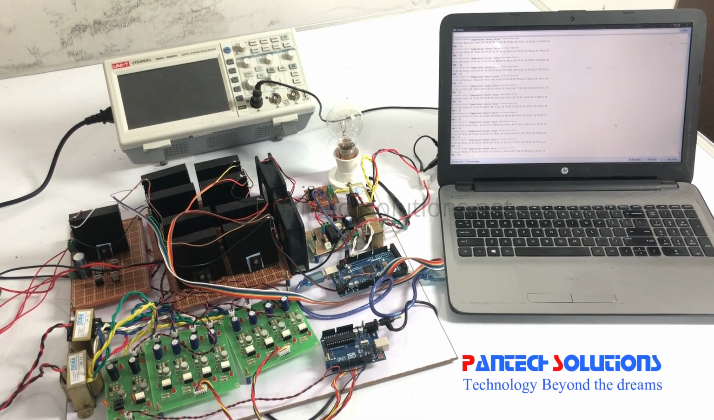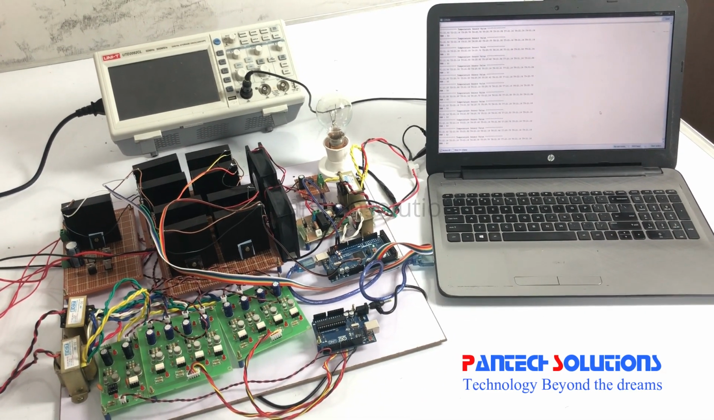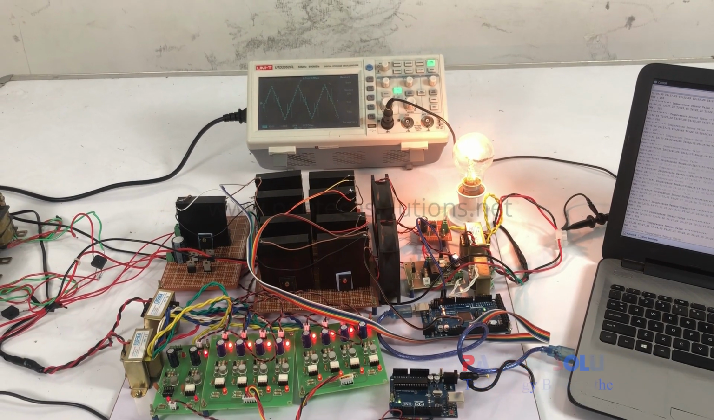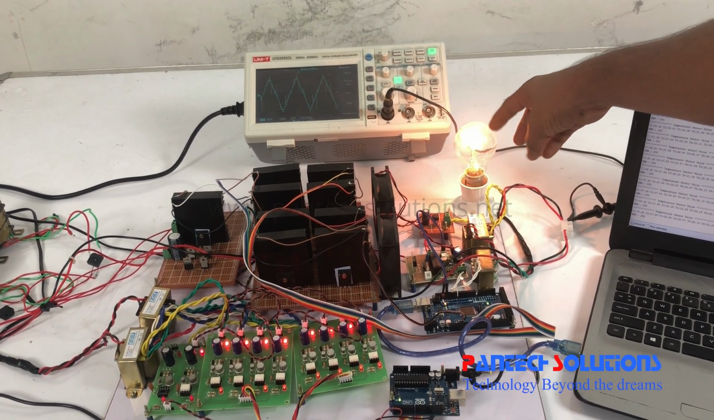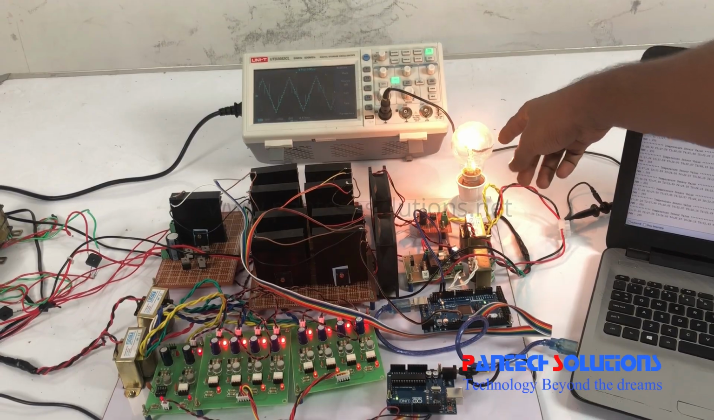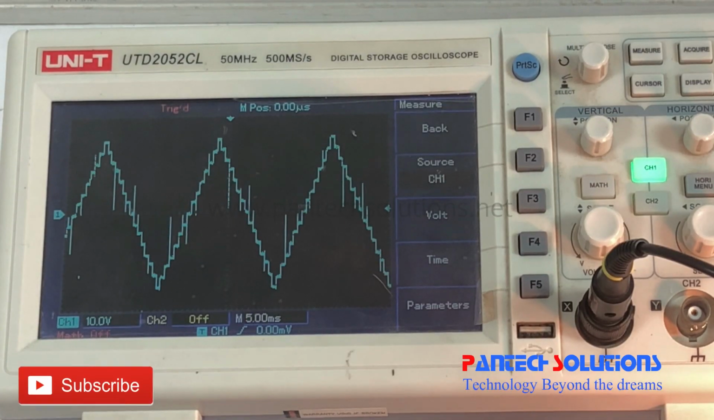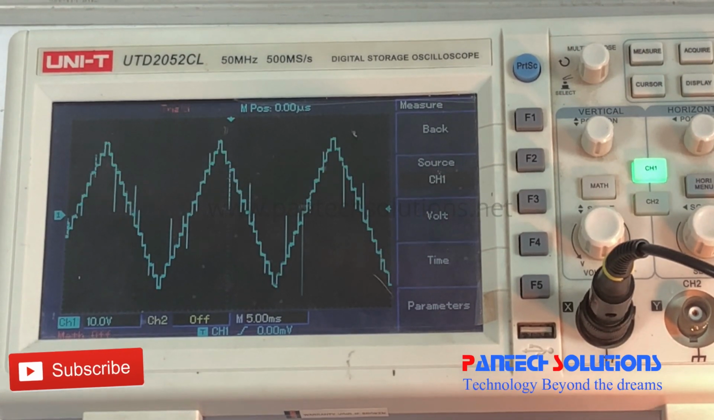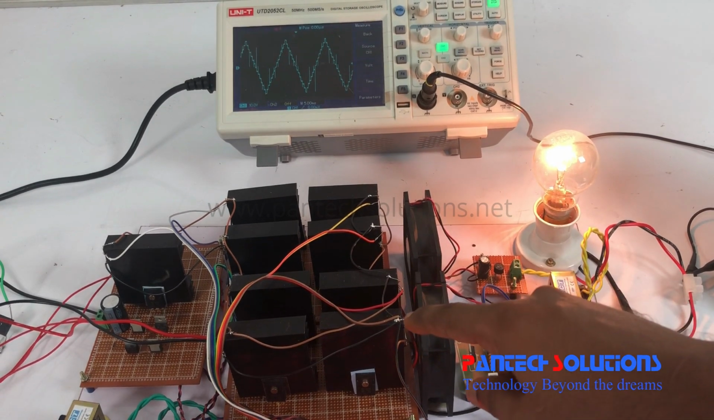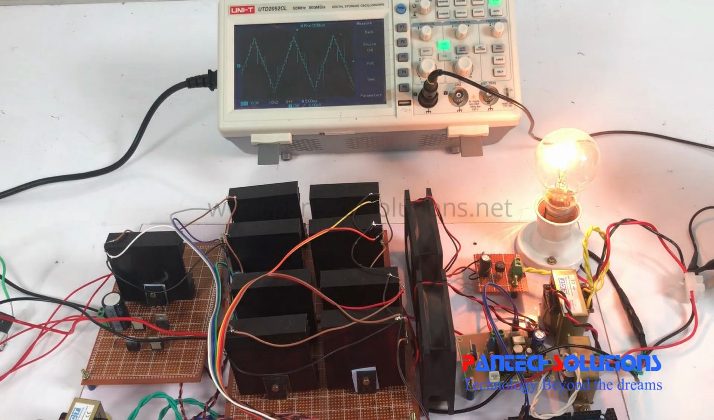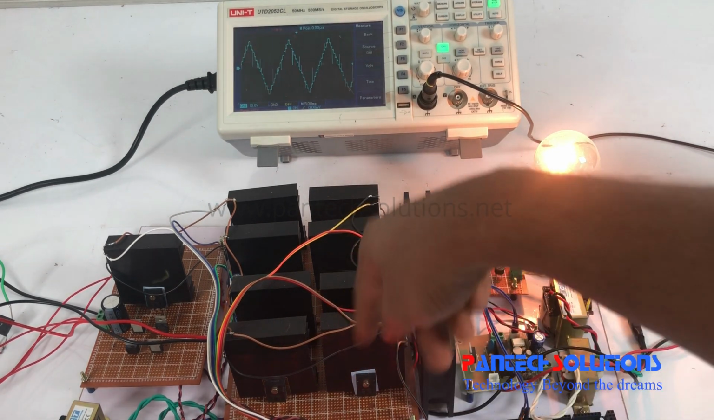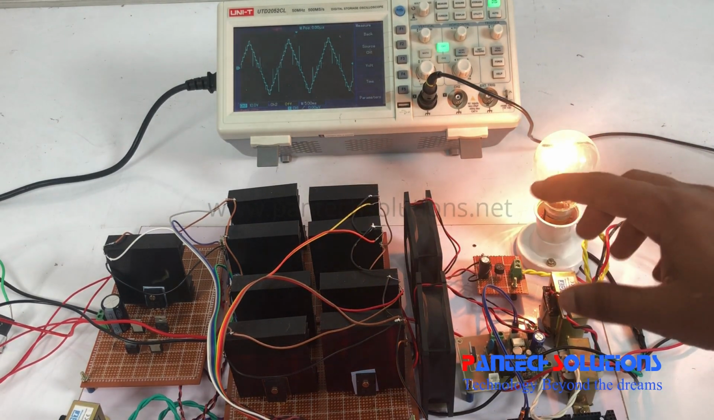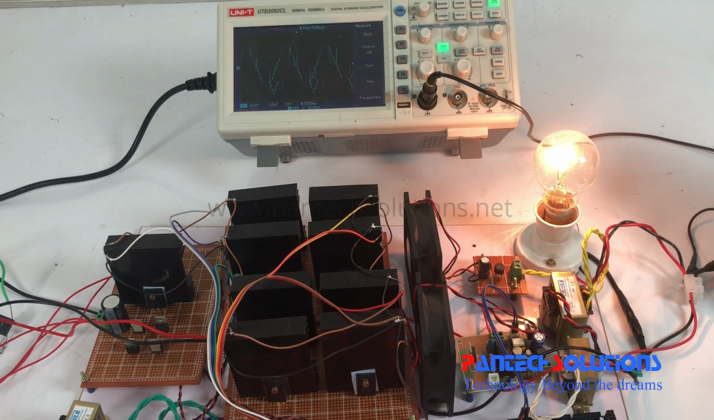Now switch on the power supply of this setup. The output of the 15 level inverter is shown on the DSO and also the lamp load is glowing. This is the 15 level output of this 15 level inverter, and also the heatsink temperature is monitored in the serial monitor, and the temperatures of all these heatsinks are shown in the serial monitor.